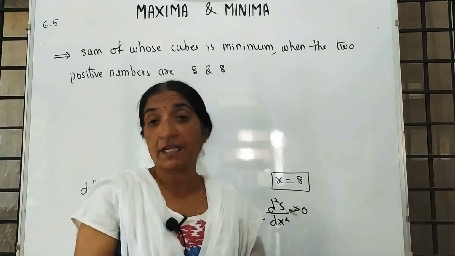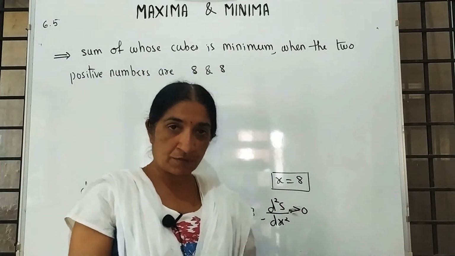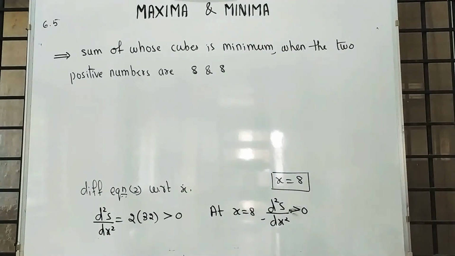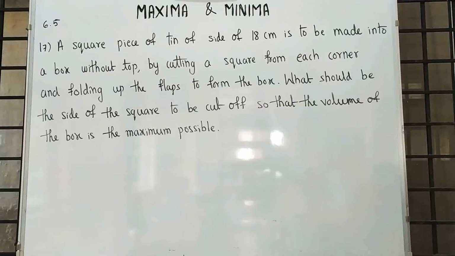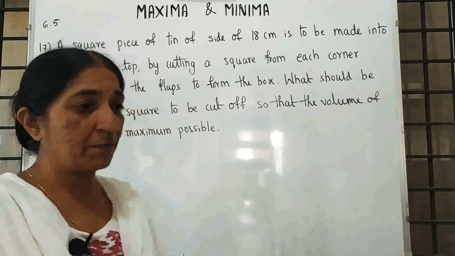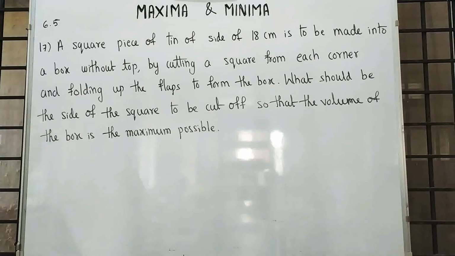Very important and interesting question. Next question. Moving to the next important question, and at the same time it is interesting also. A square piece of tin of side 18 centimeter is to be made into a box without a top by cutting a square piece from each corner and folding up the flaps to form the box. What should be the side of the square to be cut off so that the volume of the box is maximum possible?